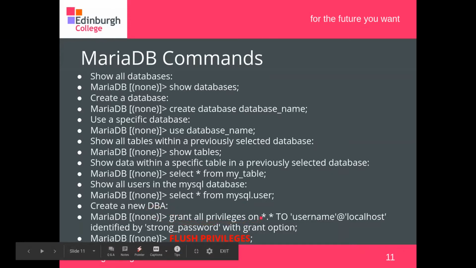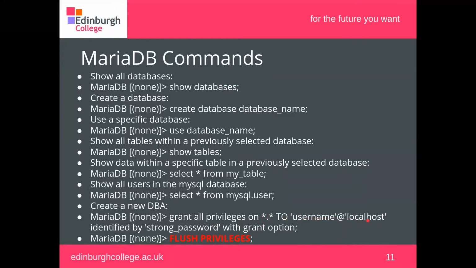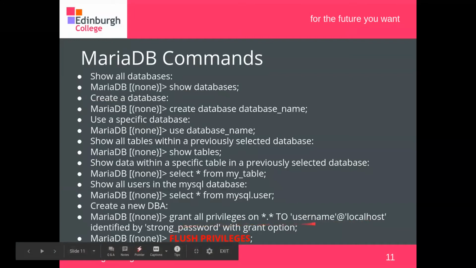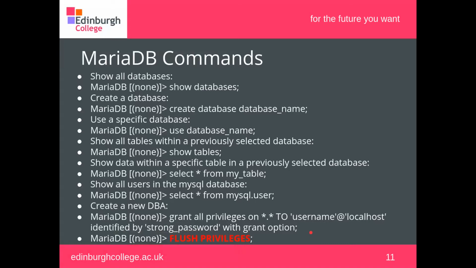Grant all privileges on star.star to username at localhost. So this username at localhost would be a user on the database server, and you'd be granting privileges to all the databases on that server to this username. Identified by a strong password just means you need to put a password in there, with grant option. Grant is giving someone privileges, granting them the privilege to add a table or to take a table away.